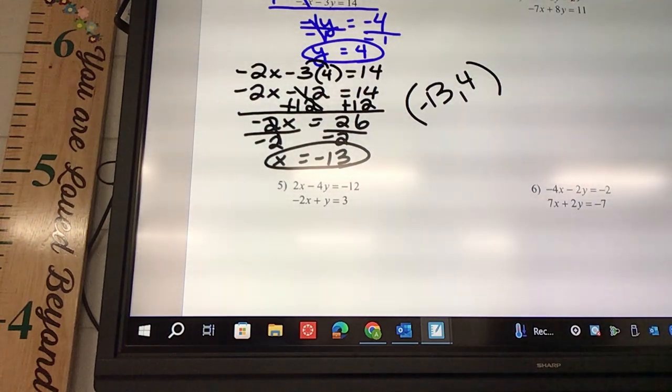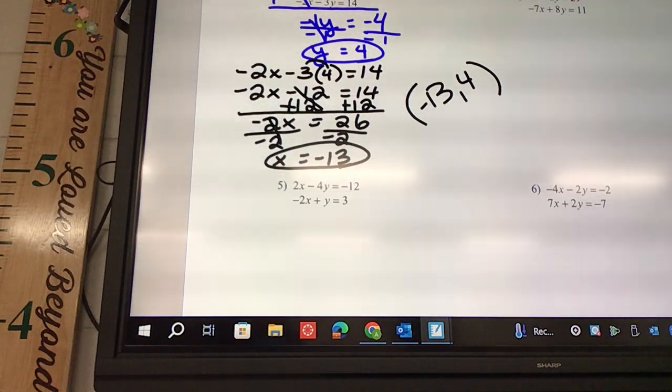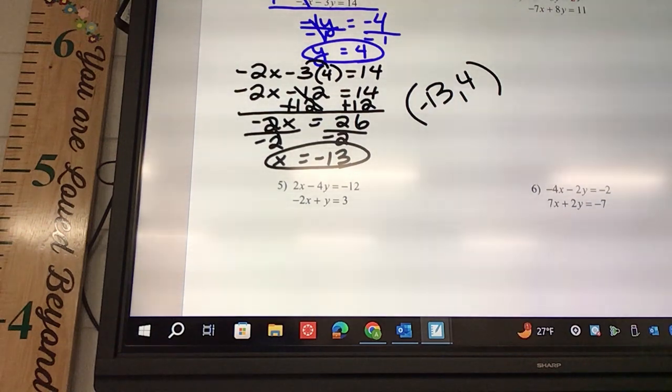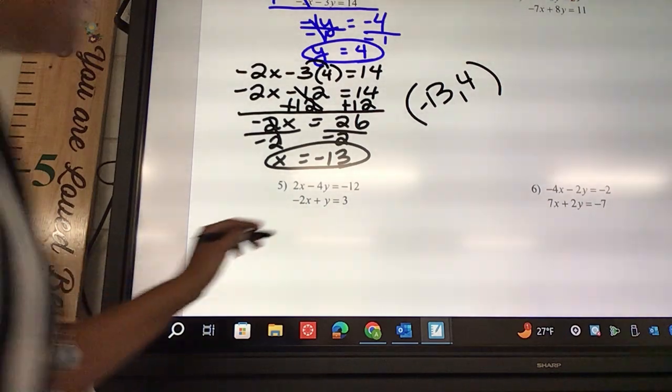Okay, look at number 5. Which ones are going to cancel, the x's or the y's? The x's. Okay, one says 2 and one says negative 2, so it's going to be the x's that cancel. Okay, and again, notice how one is a positive 2 and one is a negative 2. That means you're going to add the two equations together.